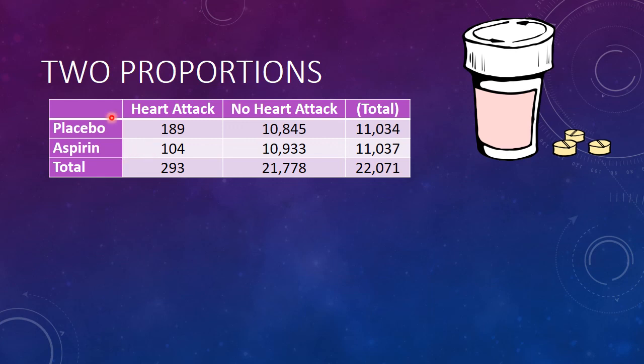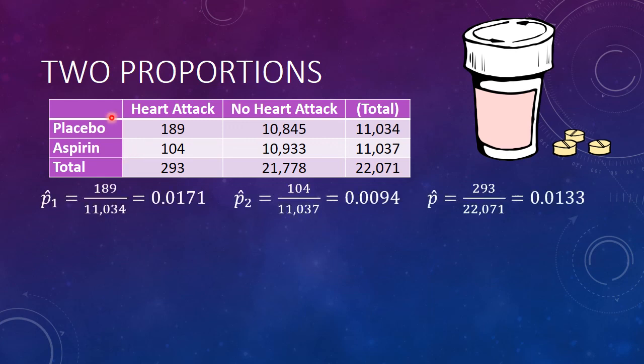So we can compute the sample proportion for both the placebo and the aspirin group. The placebo group proportion is 189 divided by 11,034. That gives us a proportion of 0.0171. And the sample proportion for the aspirin group is 104 divided by 11,037, and that gives us a sample proportion for group 2 of 0.0094. The pooled estimate is going to be based on the total row that combines the two groups. So our pooled proportion is 293 divided by 22,071. Then we'll use that pooled proportion in our standard error computation.